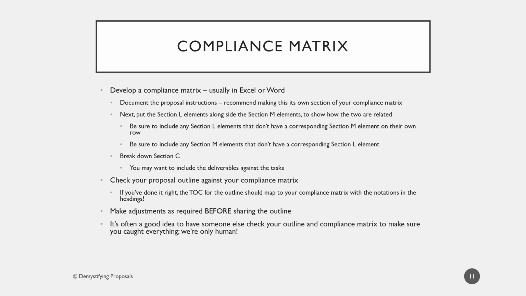Check your proposal outline against your compliance matrix. If you've done it right, the table of contents for the outline should map to your compliance matrix with the notations in the headings. Make adjustments as required before sharing the outline. And it's often a good idea to have someone else check your outline and compliance matrix to make sure you've caught everything. After all, we're only human.